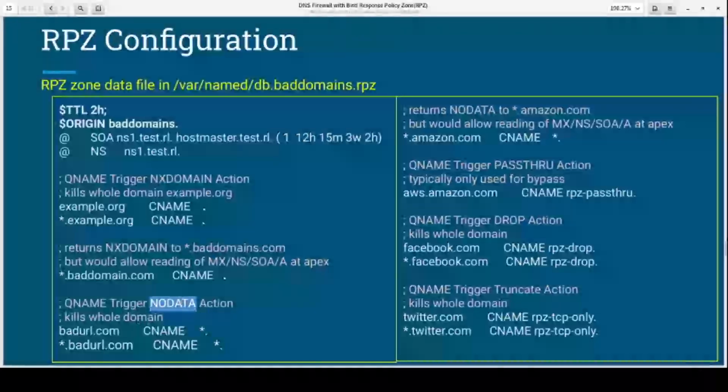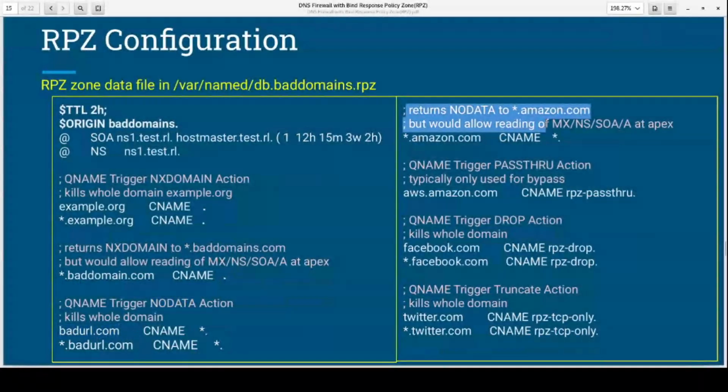Here we are killing the whole domain badurl.com. So we write it as badurl.com CNAME *dot. *dot is nothing but equivalent to NODATA. Then for anything under badurl.com we write it as *.badurl.com CNAME *dot. So this rule will trigger the NODATA action whenever a DNS query comes for badurl.com.